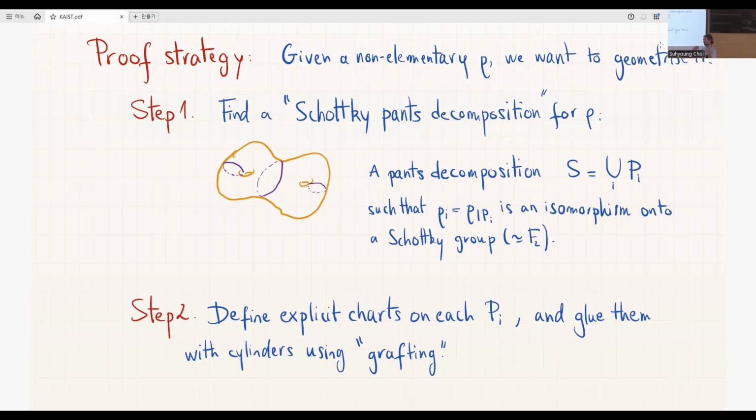Then you have charts on each pair of pants, but they maybe do not coincide on the boundary, so you cannot really glue them. But there is a trick in complex projective structures called grafting that allows you to insert cylinders that have charts on them and connect the pairs of pants all together. So you can construct a projective structure on your surface whose holonomy is rho. Okay, so that's the proof of Gallo, Kapovich, and Marden.